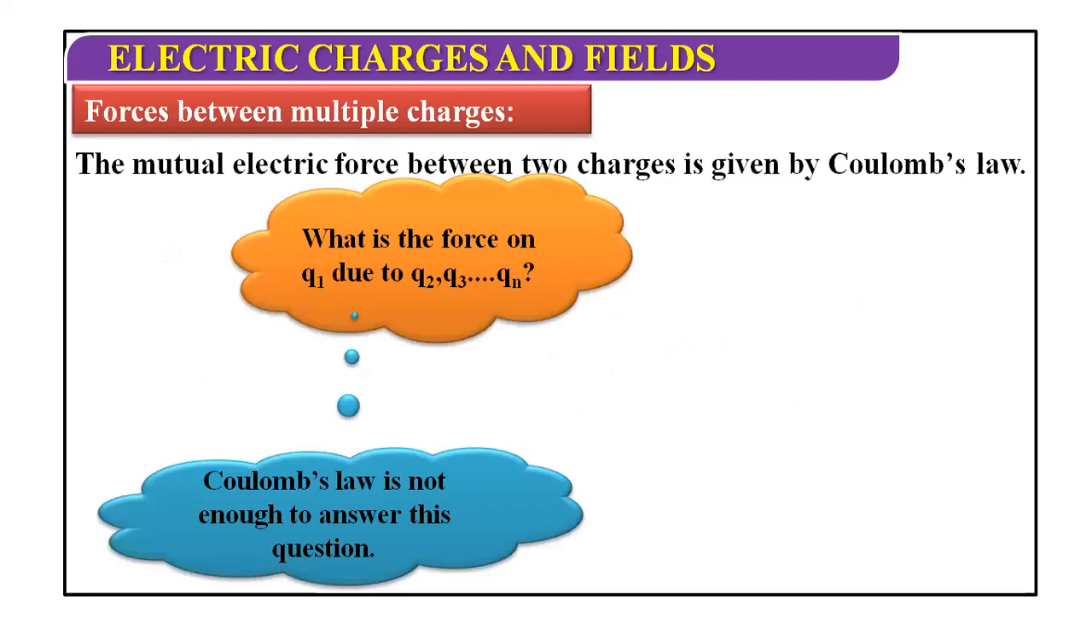So what is the force on Q1 due to Q2, Q3, Q4, 5, 6 and up to Qn? We have n number of charges distributed on a body and we are asked to find out force on a single charge. It may be Q1, it may be Q2. Q1 पे पूछ सकते हैं कि बाकी सारे चार्जेस के कारण कितनी फोर्स होगी. Q3 पे पूछ सकते हैं कि बाकी सारे चार्जेस के कारण कैसे फोर्स निकालनी है. So Coulomb law is not enough to answer this question.